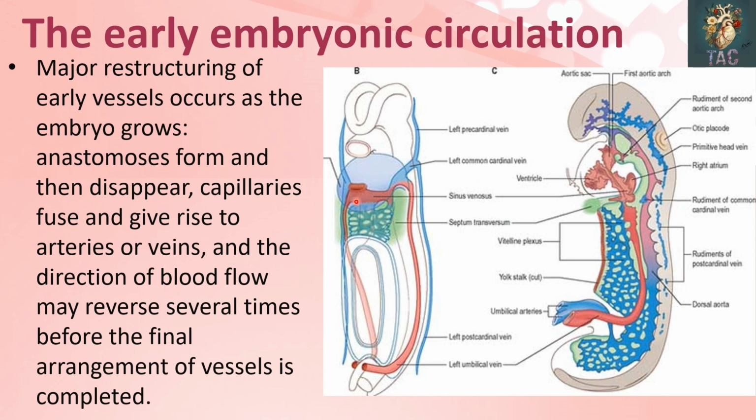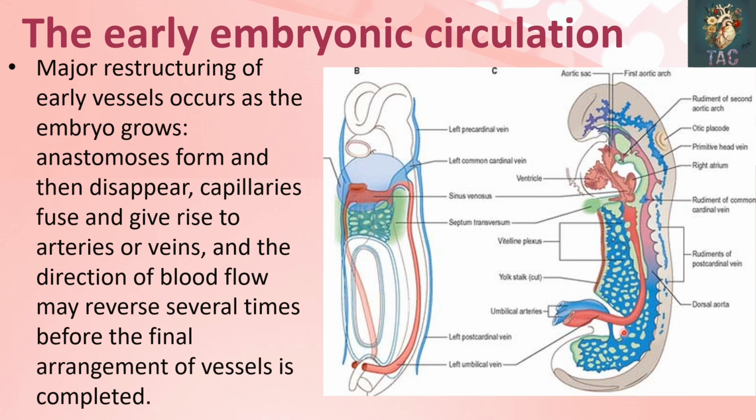So in this diagram you can see the area of the heart which is developing. This is the sinus venosus. These are the anastomotic channels present in the septum transversum. In this diagram you can also see the anastomotic channels present in the vitelline areas and umbilical areas, and also the dorsal aorta which is forming over here.